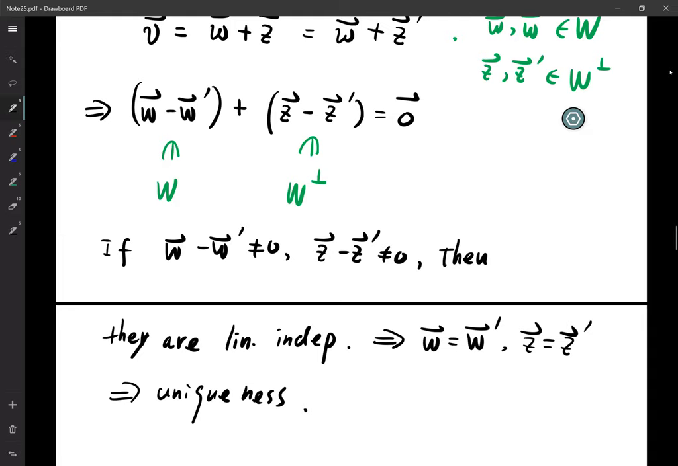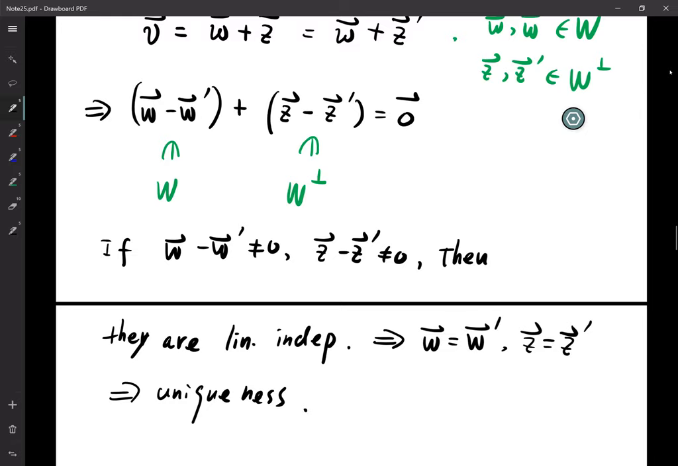Any questions? Can you explain again why just one of them can't be zero? If only one of them is zero, the other is non-zero, you just have non-zero equal to zero, right? I see, okay.